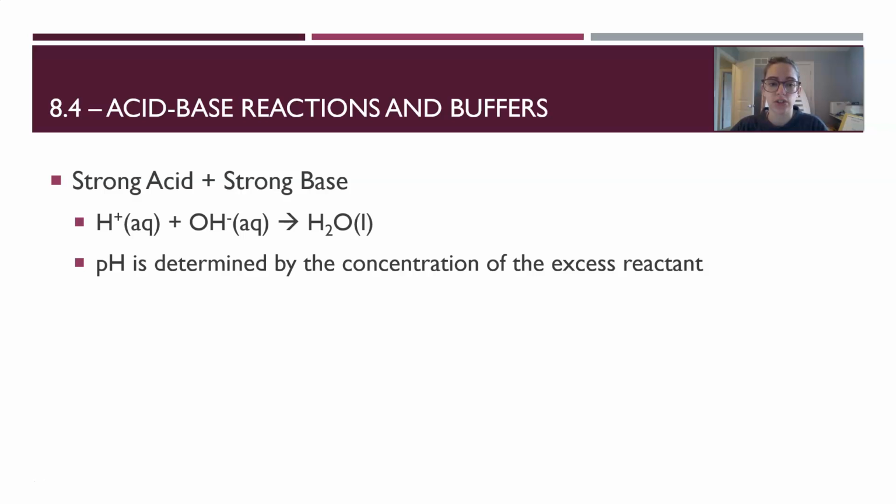The pH of this solution is determined by whatever is the excess reactant. So hydrogen ion and hydroxide ion react in a 1-to-1 ratio to form H2O, to form water. And so if we have more acid than base, then the pH is going to be determined by the concentration of the acid. If we have more base than we have acid, then the pH is going to be determined by the concentration of the base.